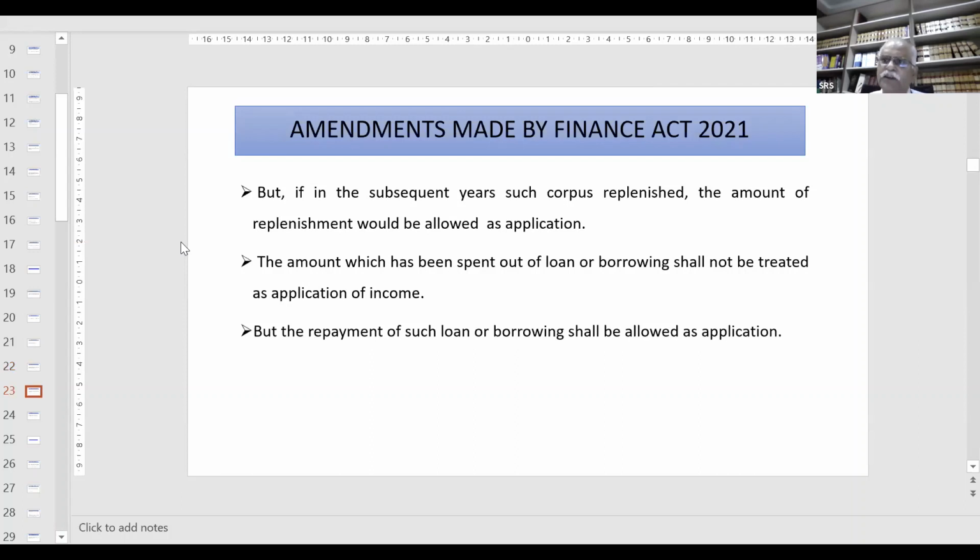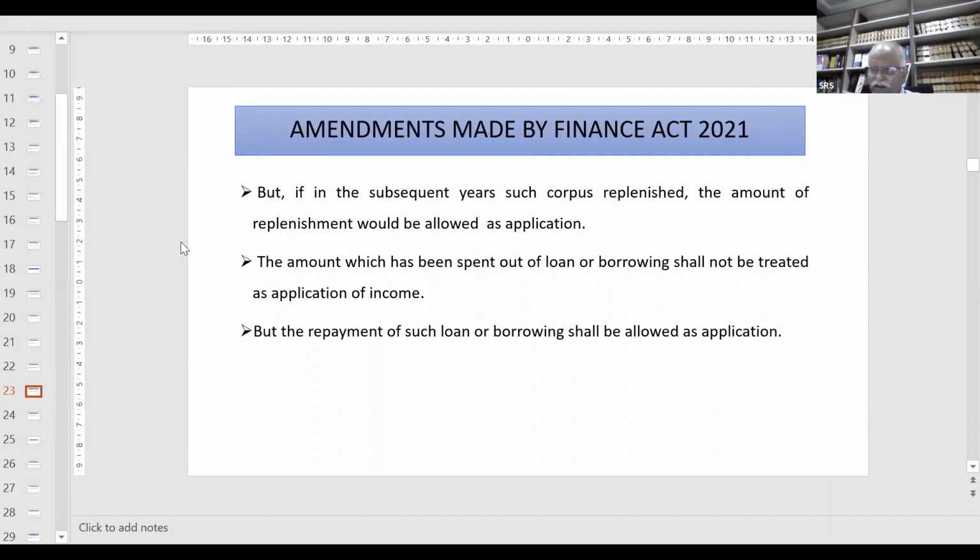But then the law says that if out of the corpus you have spent some money and in the next year you replenish that corpus out of your current year's income, then to that extent the replenishment will be treated as application. Similarly, when the amount has been spent out of loan or borrowing, it shall not be treated as application of income. According to me, this is something which is quite obvious in section 11 or under any other provisions of section 10(23C).